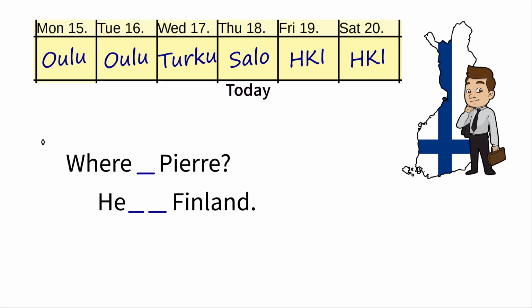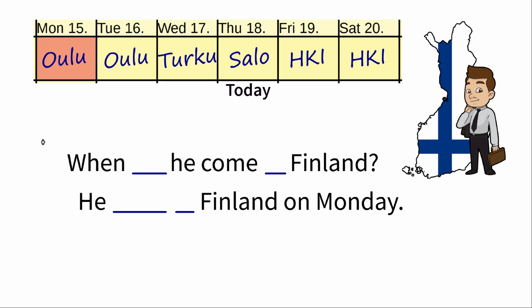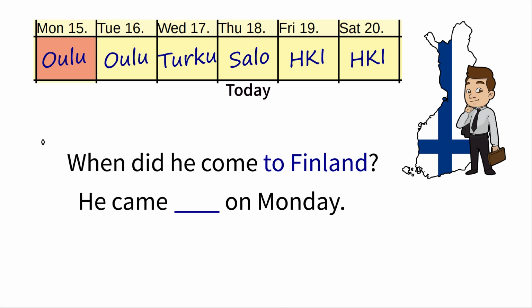Okay, let's try these. So where, Pierre? He, Finland. Where is Pierre? He, of course, is in Finland. Okay, let's have a look at this. When he come, Finland, he, Finland, on Monday. Okay, Monday the 15th, I can see that's in the past, so I need the past tense here. And of course that will be, when did he come to Finland? The answer, he came to Finland on Monday. Now we don't need to repeat to Finland. In the answer, of course, we can say, he came here on Monday.